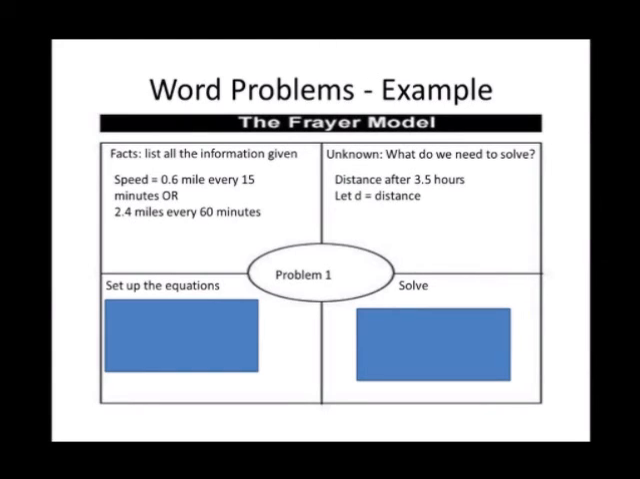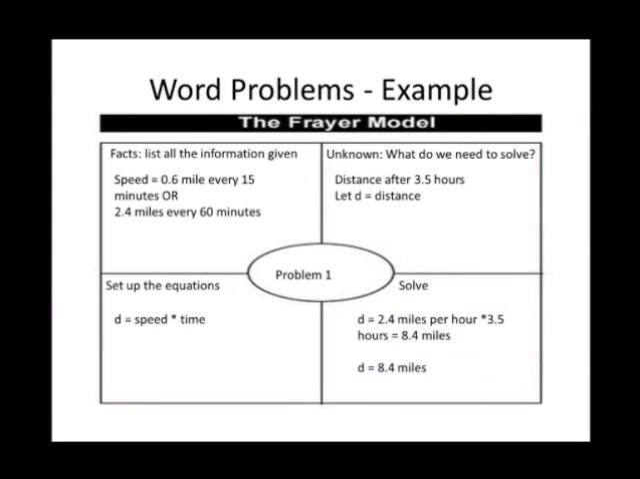Drawing from previous knowledge, I've set up the equation distance equals speed times time, or velocity if you want your students to use it that way. And to solve the problem, I put all the numbers into the equation, pulled out my calculator, and solved that after 3.5 hours, John will have walked 8.4 miles.